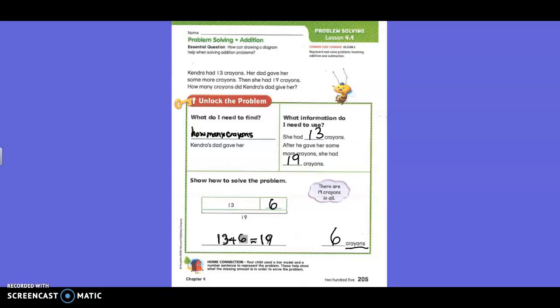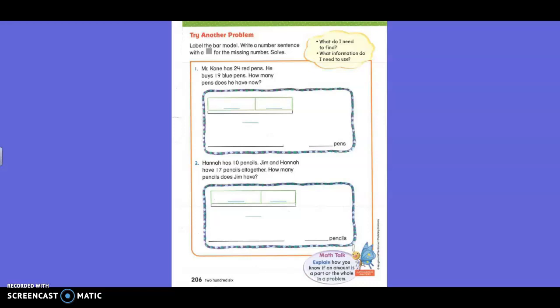Okay, next page. Try some more problems. The direction says, label the bar model. Write a number sentence with a box for the missing number, and then solve. Okay, and then you see this bubble right here? These are questions you need to use to help you figure out the answer, okay? So let's read the story problem.